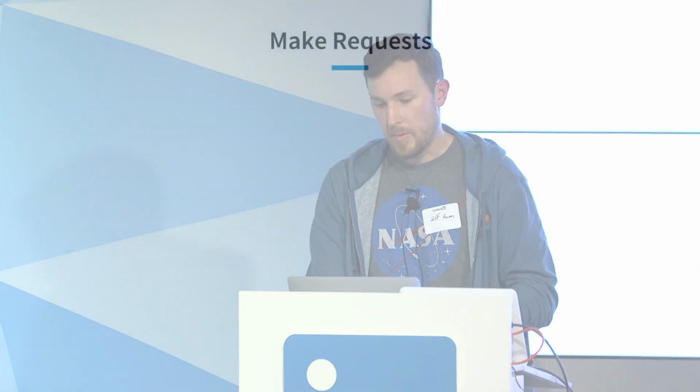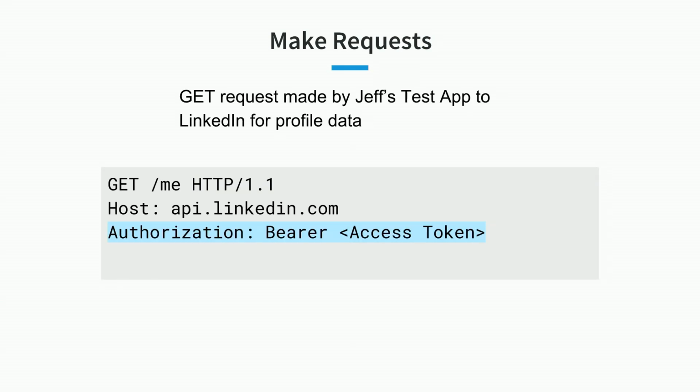After sending the auth code and credentials, the third-party app will receive an access token. And then to actually make requests, you send that access token in every request. Basically, you send it in an authorization header. In this case, we're requesting the profile data that we consented to allow in the first step.